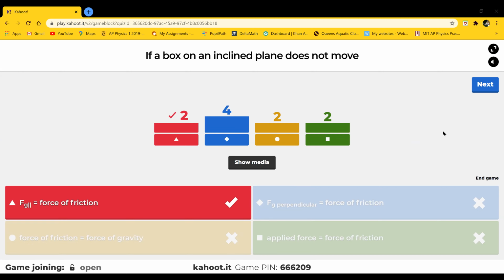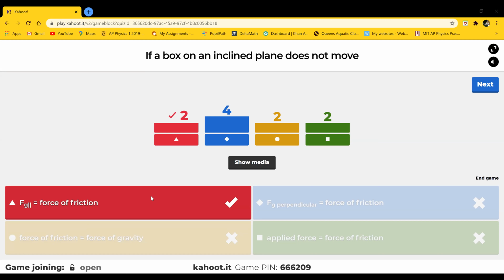Okay, that was a pretty time-consuming one. The answer is F_G parallel. I mentioned this last time. F_G parallel is F sub G with two vertical bars, and that's basically the component of the force of gravity that's parallel to the incline, right?